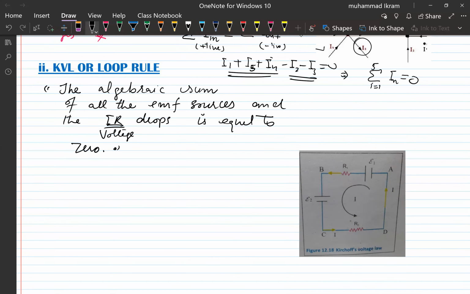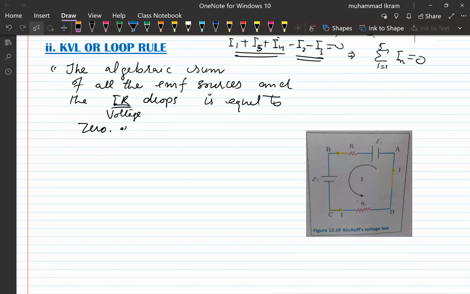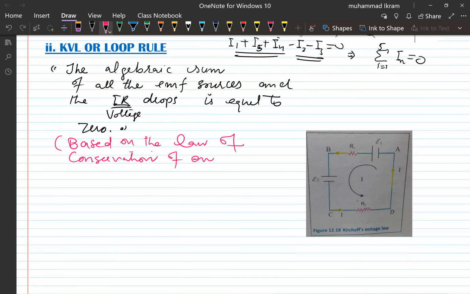What does this mean? That the algebraic sum of all the EMF sources and the potential drops across the resistors, the terminal potential differences in the circuit, is equal to 0. It is based on the law of conservation of energy, that energy is neither created nor destroyed.